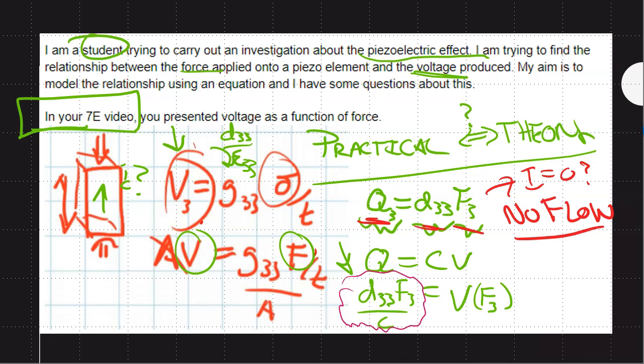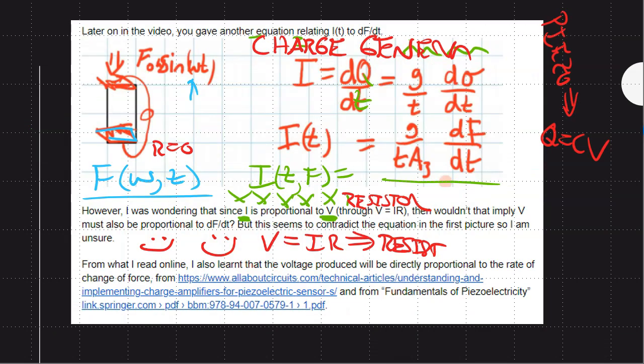But in this slide here, because charge is actually flowing through that wire that we use for short circuiting, therefore you'll have current appearing. And you don't have V equals IR. So the viewer then writes, then wouldn't that imply voltage must also be proportional to D to the change in force or change in time?